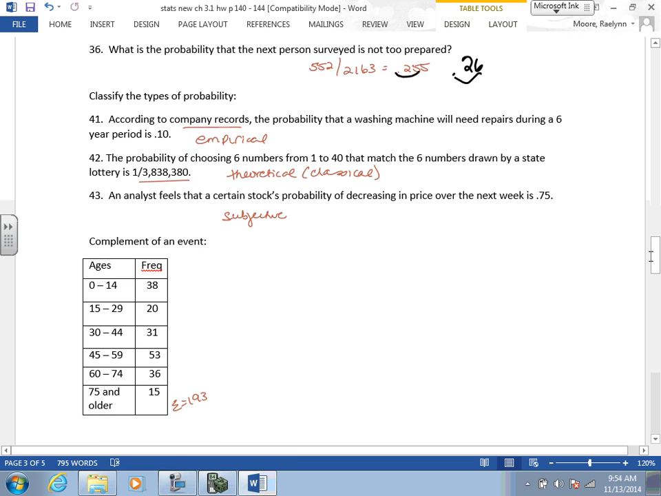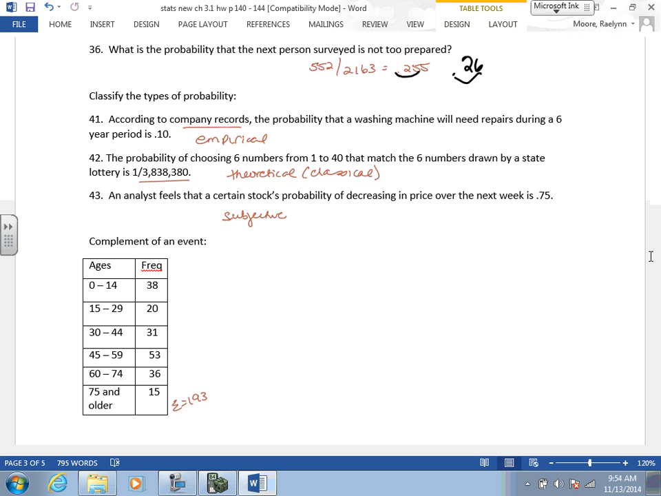All right. Types of probability. Everybody okay with those? No. So which one? 41. According to company records, the probability that a washing machine will need repair during a 6-year period is 10%.